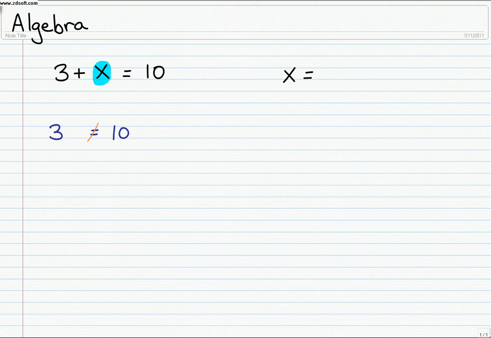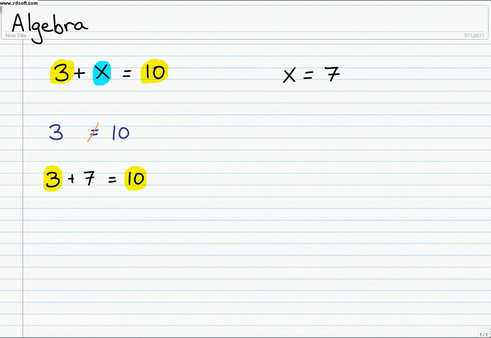What can we do to 3 to make it equal 10? Well, the most obvious thing is we can add 7 to it. So if we add a 7 to the 3, then it really will equal 10. So before, we had this 3 and this 10. And now we have the 3 and the 10. The only difference was that x and this 7 now. So there we go. I mean, now we know that 7 is going to be x. So we can write as an answer x equals 7.